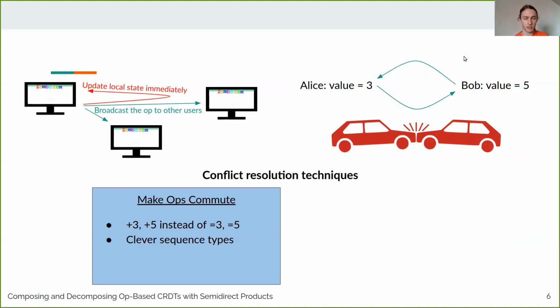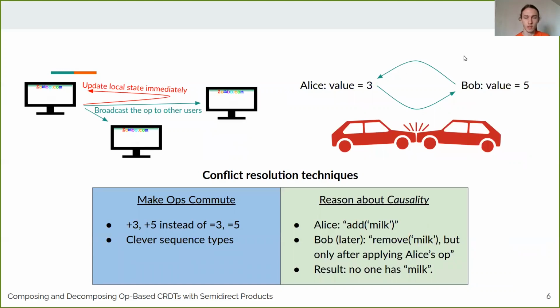You can also use commutativity to design clever sequence types that don't have conflicts. Another thing you can do is to reason about causality. So I'll go into more detail about what I mean by causality on the next slide. But a simple example is if Alice and Bob share a shopping list.